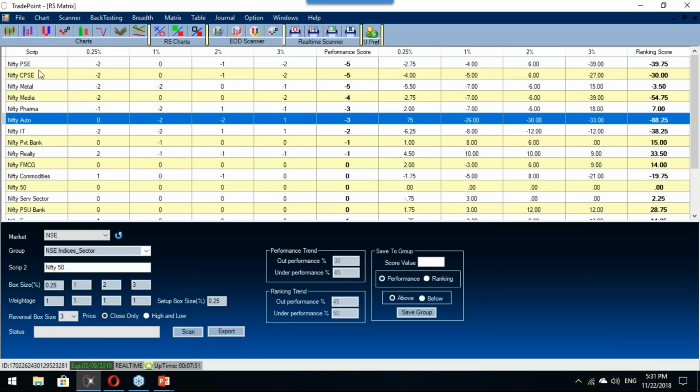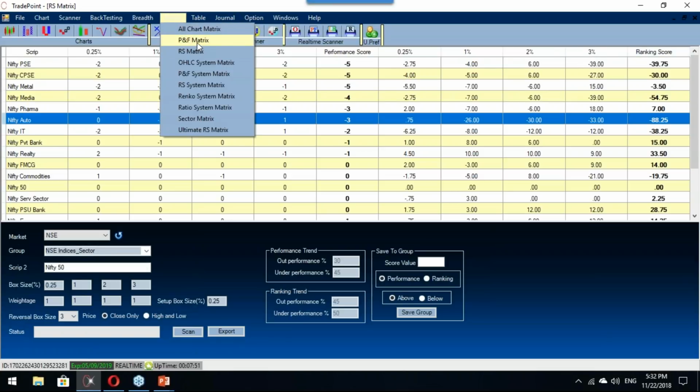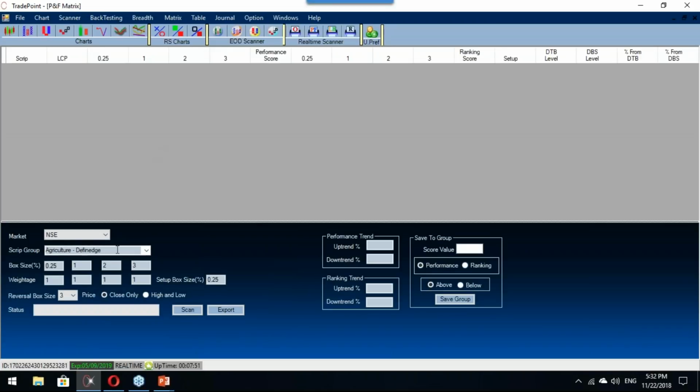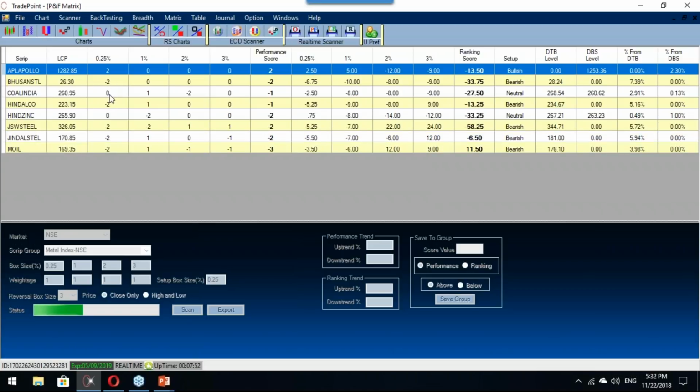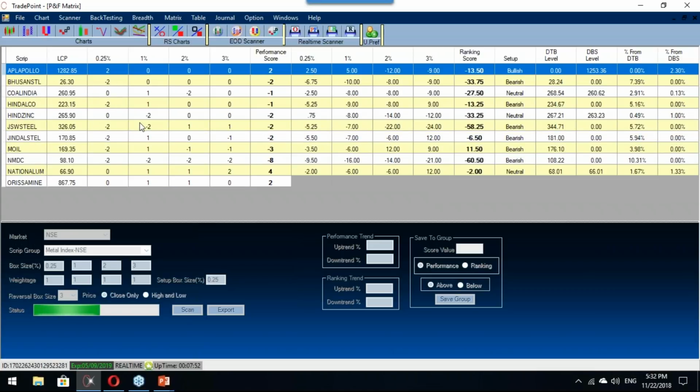So once you think that metal is not doing well, and you want to focus on the metal sector, what you can do is go to the P and F matrix, choose the metal sector, Metal index NSE, and run this matrix. So what is it going to give you? It is going to give you the scores based on the individual price chart.